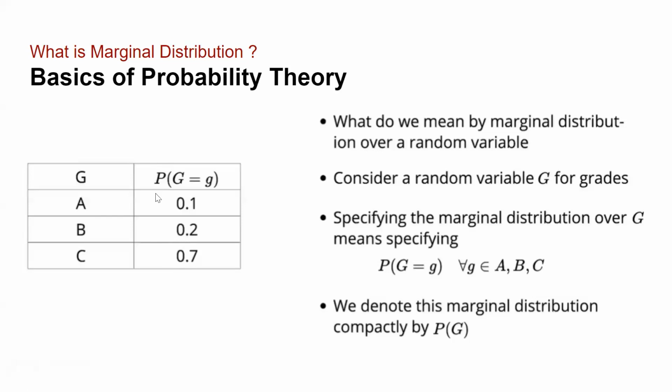And you can represent this table in the form of a graph also. If I have to do it in graphical form, it would look something like this. I'll have the x-axis, and I'll have 3 things here, A, B, and C. A is 0.1, then B is 0.2, and C is my 0.7, which will have even more height.